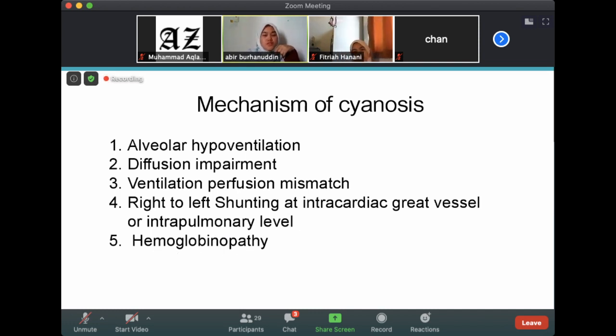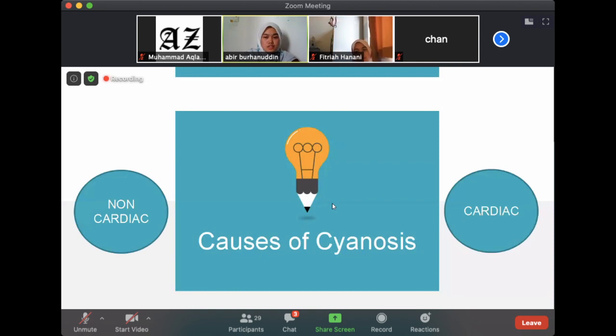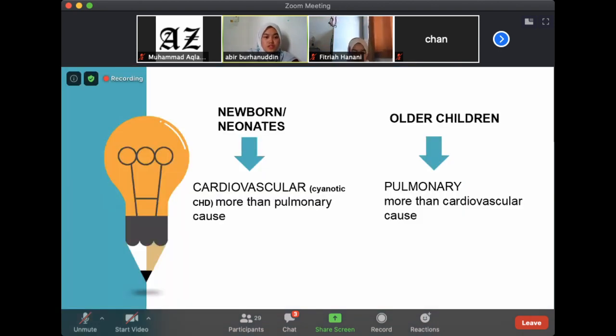Okay, for etiology, the causes of cyanosis, I divided into non-cardiac cause and cardiac cause. For non-cardiac cause, this is just a general rule. Newborns and neonates tend to have more cardiovascular cause, especially cyanotic heart disease, which is more common than pulmonary. Meanwhile, older children tend to have cyanosis due to pulmonary cause rather than cardiovascular cause.